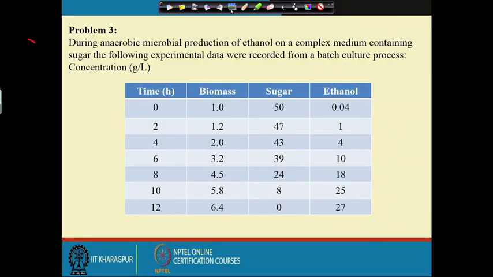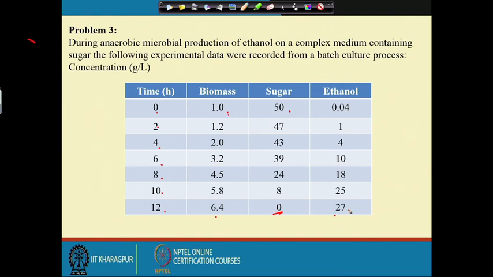You see how this problem is laid out, with different times: 0 to 2 hours, 4 hours, 6 hours, 8 hours, 10 hours and 12 hours, as the biomass concentration keeps on rising. Initially it is 1 gram per liter and finally it is 6.4 gram per liter. Sugar concentration was 50 gram per liter and finally it is 0, and ethanol is 0.04, a very trace amount, and finally it is 27 grams per liter.